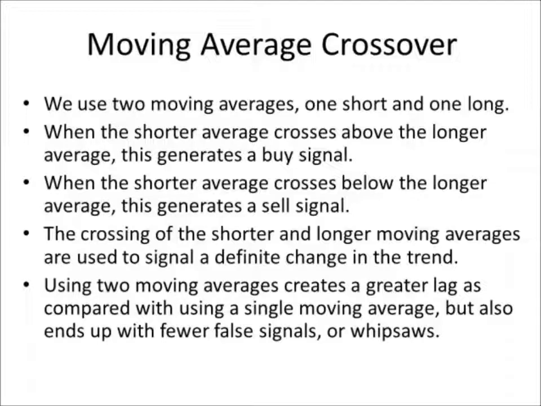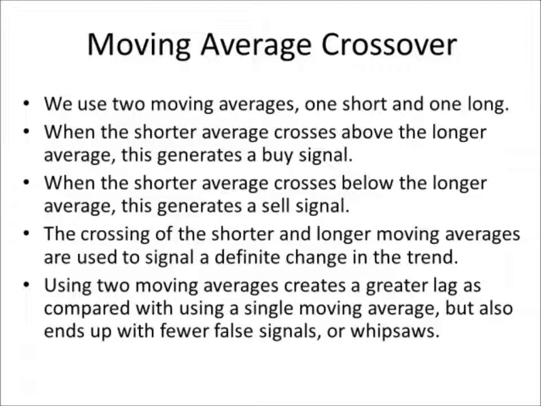We're going to use a short and a long one. Only when the short one is rising and rises above the long one do we want to initiate a long position. Or only when the short one is falling and goes below the long one do we want to initiate a short position. The result is that we end up with fewer false signals, or whipsaws. Whipsaw, which we'll talk about a little later, essentially occurs when moving averages are very close to the price and they cross each other lots and lots of times.